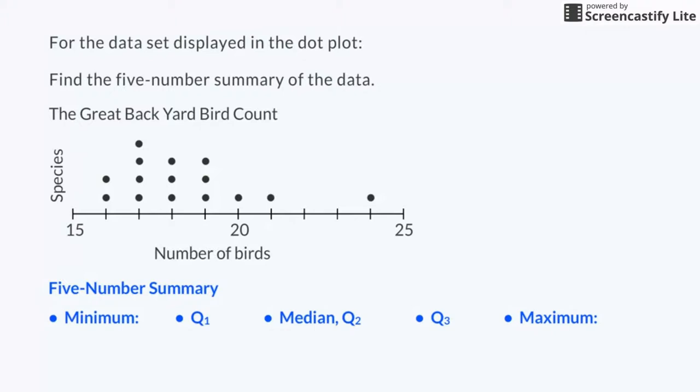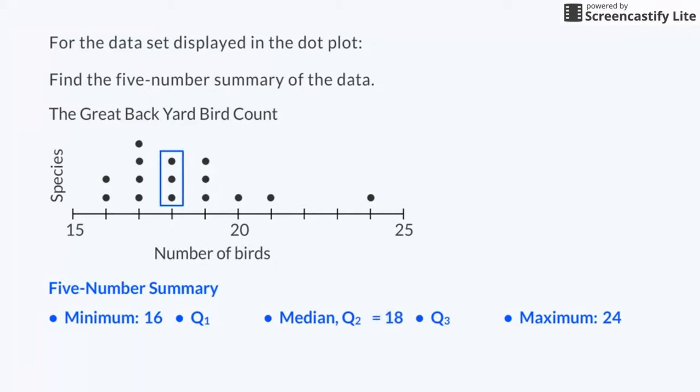The minimum for this dataset is 16. There were 16 birds of 2 different species. All the other species had a greater number of birds. The maximum is 24. Remember that the median is the middle number. In this case, that is 18.